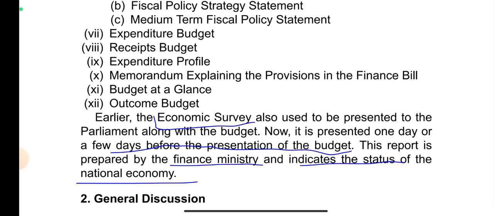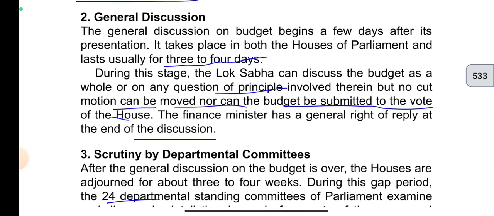Earlier, the economic survey also used to be presented to the Parliament along with the budget. Now it is presented one day or a few days before the presentation of the budget. So economic survey budget के पहले प्रेजेंट किया जाता. This report is prepared by the finance ministry, और ये जो भी है इकोनॉमिक सर्वे फाइनेंस मिनिस्ट्री में प्रिपेयर होती है, and indicates the status of the national economy. Now second stage, general discussion.